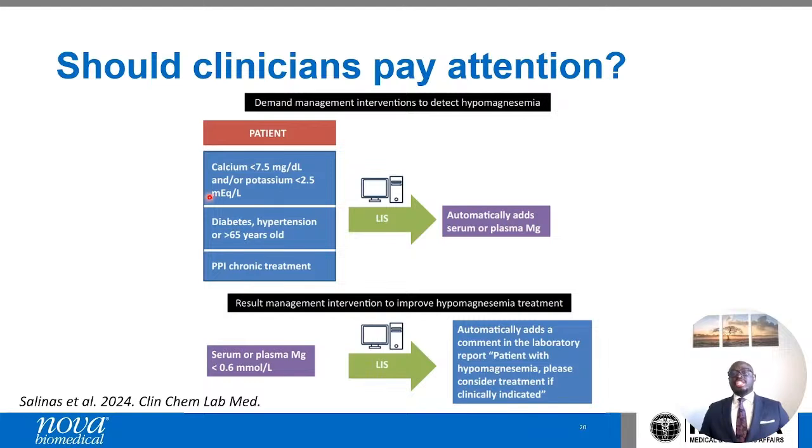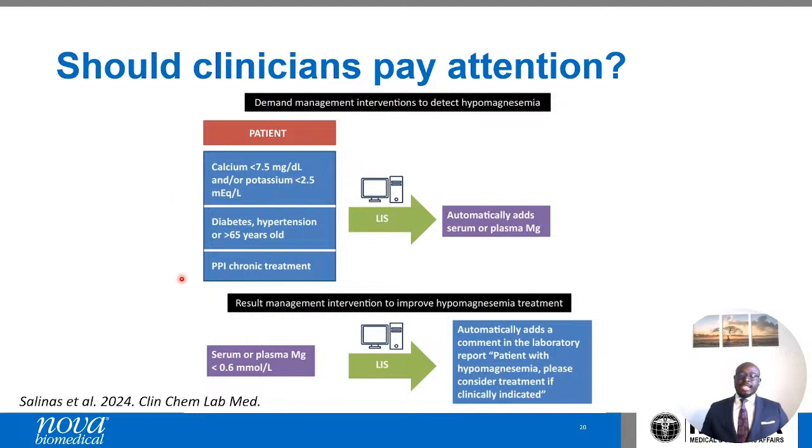But the question is, should clinicians pay more attention to magnesium? And the answer to this question can be presented in the form of a study that was done by Salinas and collaborators that was just published earlier this year. Basically, they identified certain patients that were at risk of dysmagnesemia, or mostly at risk of low magnesium levels. These were patients who had a calcium level lower than normal, potassium level lower than normal, patients who are diabetic, hypertensive, or above 65 years old, and patients on proton pump inhibitors for a long time. Research has shown that all of these patients are at risk of low magnesium levels.